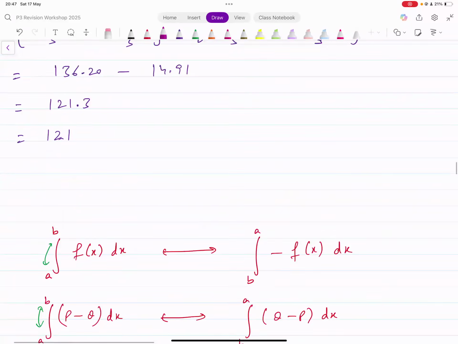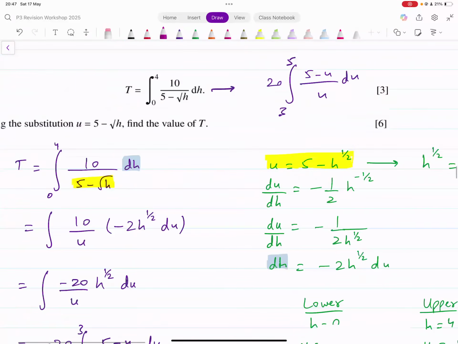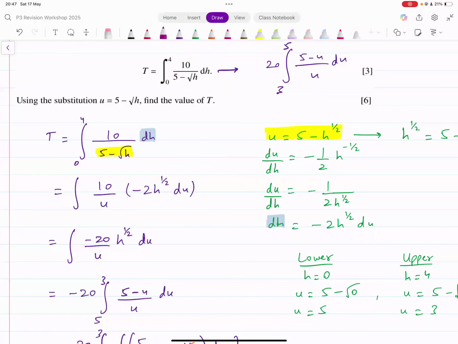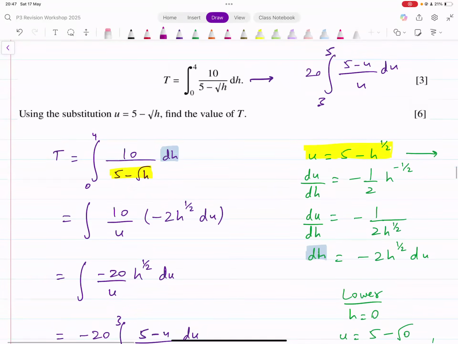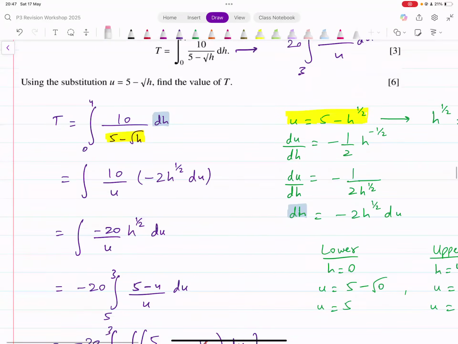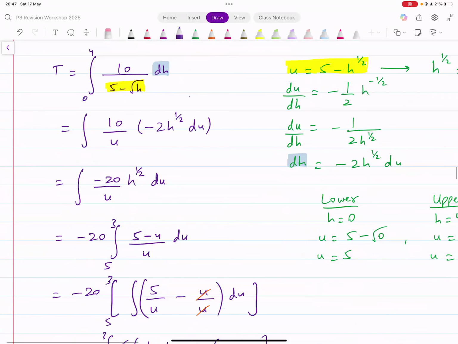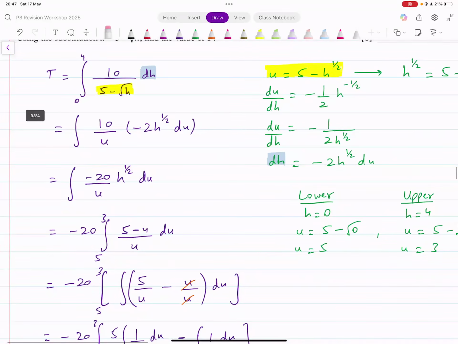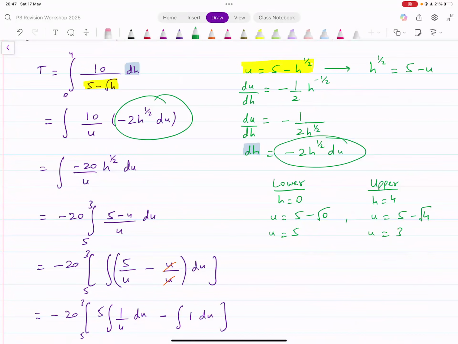So let's say you've got something like this. T equals integration of 10 over 5 minus square root of h. You want to integrate this, limits are from 0 to 4. Now, we have to use the substitution u equals 5 minus square root of h to find the value for t. Now, how do we do that? This is the integral that we're given. We apply that substitution. We find the derivative of that, replace dh with this thing, and replace this denominator with u. Once we do that, we've got this expression.